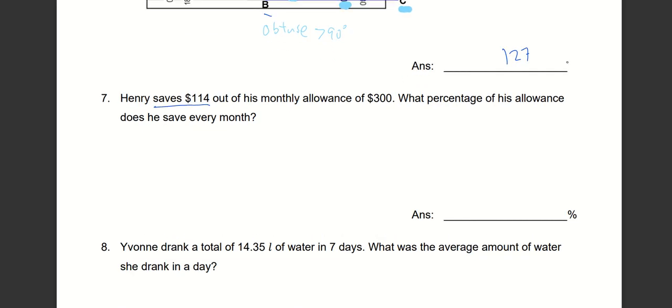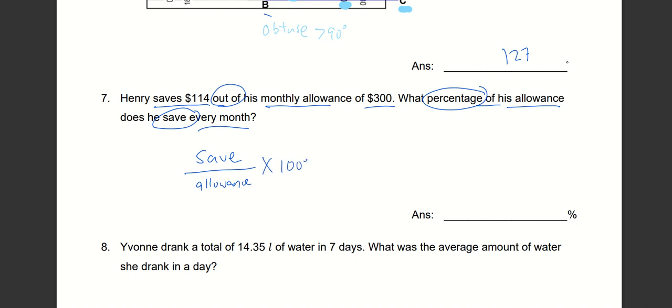Henry saves $114 out of his monthly allowance of $300. What is the percentage of his allowance that he saved? Okay, so this is a straightforward one step question. Why? Because you're talking about the amount that he saved and the percentage of the allowance. It didn't ask for other content such as how much he spent instead. So you can use the values that are directly given here.